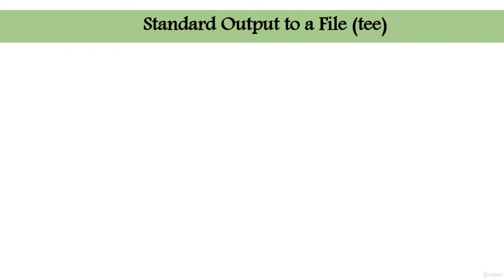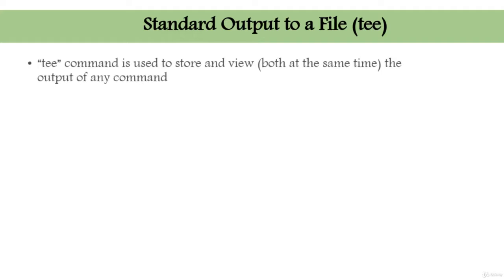Standard output to a file using the tee command. Now we have learned how to actually populate a file using the redirect commands like the greater than sign. You echo something, you output to a file using the greater than sign. Now there's another way that you could do the same thing using the tee command.